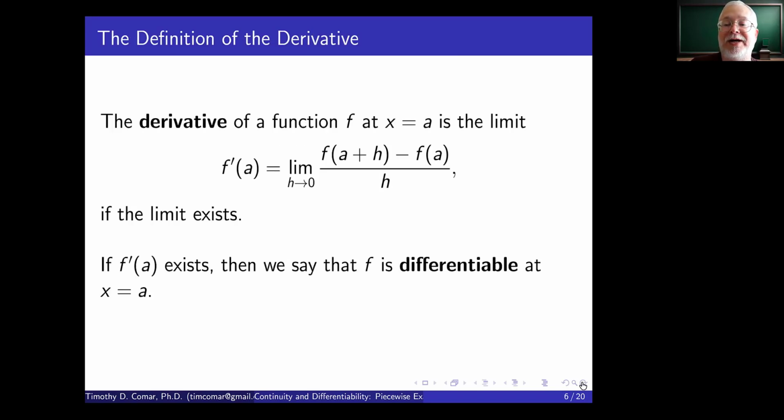And now for a quick review of differentiability. The derivative of a function f at x equals a is the limit denoted by f prime of a, which is the limit as h goes to 0 of the difference quotient f of a plus h minus f of a divided by h, if the limit exists. And if f prime of a exists, we say that f is differentiable at x equals a.